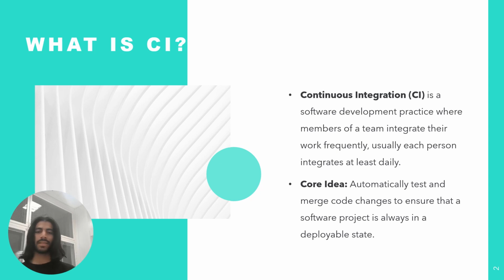The short form is CI. It's a software development practice where members of a team integrate their work frequently with each other, and usually each person tries to commit to the code base, or contribute, at least on a daily basis. The core idea behind continuous integration is that every single commit that a person applies to a source code repository triggers an automatic test, which checks if the code can be merged into the actual project. So it makes the entire process of contributing to the code base more streamlined.